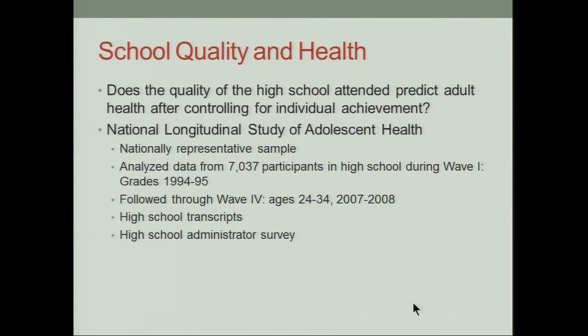So we analyzed data from the National Longitudinal Study of Adolescent Health, which is a nationally representative sample of adolescents followed in over 4 waves from high school through adulthood. The participants came from 80 sample high schools, and the first time that they were surveyed was in the 1994-95 school year. And then they were followed over time, ultimately with another survey in 2007 to 2008, when they were between the ages of 24 to 34 years old. And the neat thing about this data set is it also contains their high school transcripts and results from a school administrator survey for each of these sample high schools.